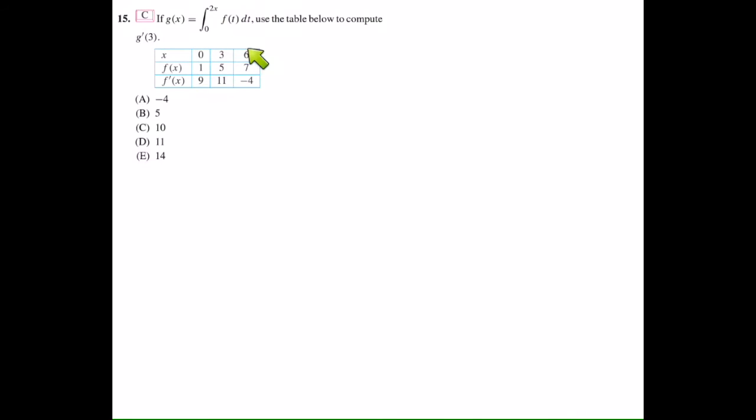The problem gives us this information. This is what we're looking for: g prime of 3. So I'm going to take the derivative of this. If I take the derivative of that, this is what I get. I take that 2x and plug it into the t.